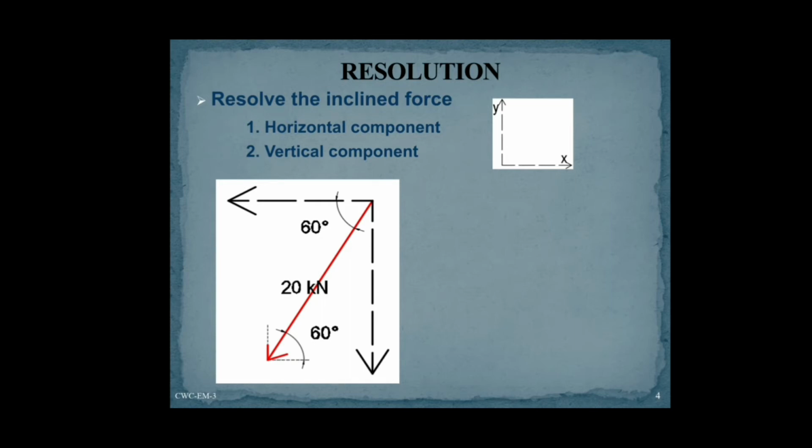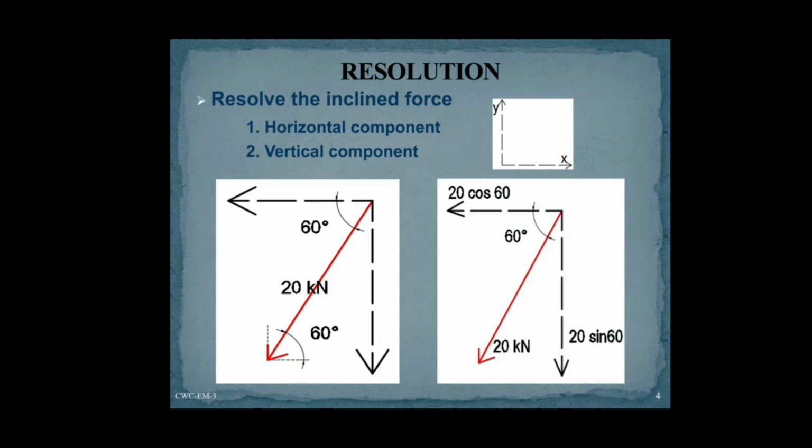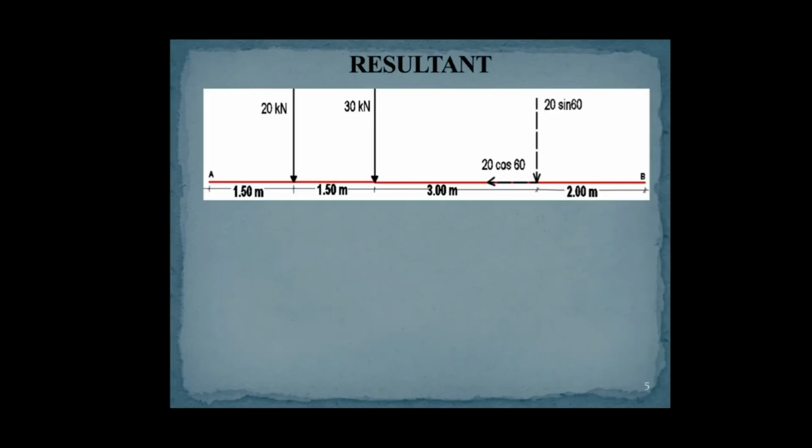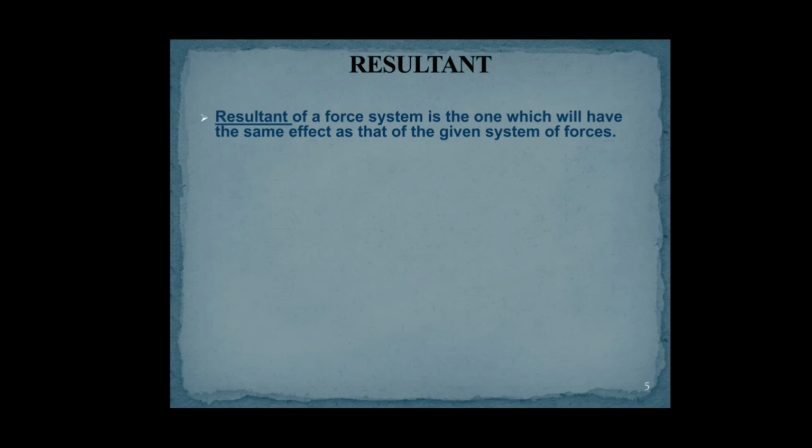Since the beam element is parallel to the x-axis, it also makes an angle of 60 degree with the x-axis, but in the third quadrant. Once we resolve this force, we will get a leftward horizontal component of 20 cos 60 and a downward vertical component of 20 sin 60. Now we can replace the inclined force with the resolved components of 20 cos 60 and 20 sin 60. Now the system is ready for the calculation of the resultant.